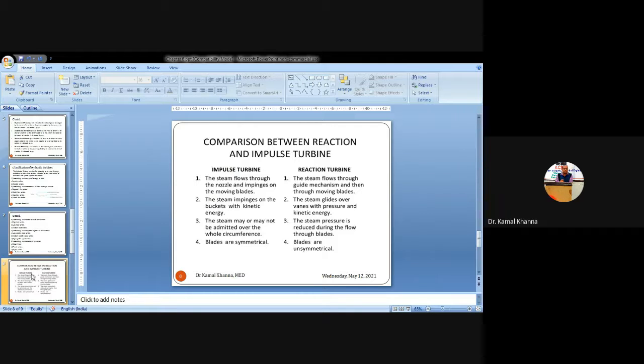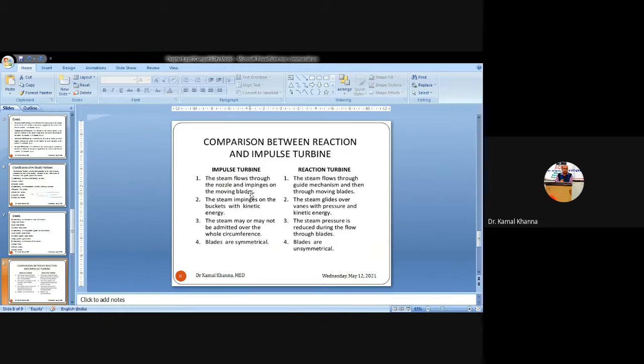But if we get the energy as the sum of pressure energy as well as kinetic energy at the inlet of the runner, that is called the reaction turbine. Also, the stream impinges on the vanes in the form of kinetic energy, whereas the streamlines are guided along the vanes with pressure energy and kinetic energy in the case of the reaction turbine. Blades are symmetrical for the impulse turbine, but blades are designed unsymmetrical for the reaction turbine. And if we get only the kinetic energy at the inlet of the turbine, the blades are impinged by the water at high velocity because we have installed a converting nozzle at the outlet of the penstock.